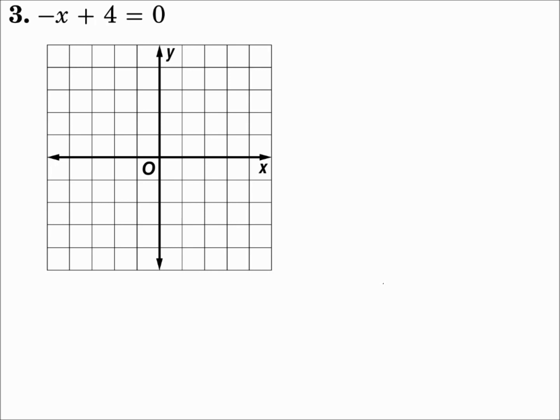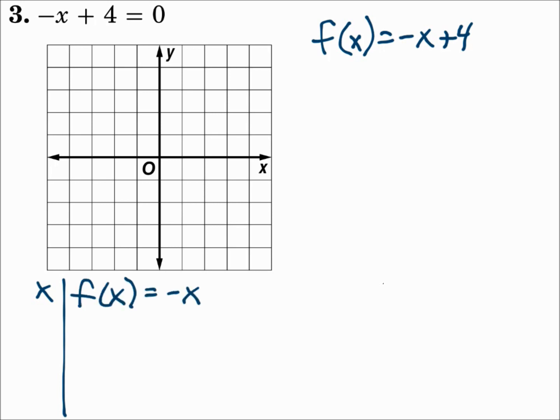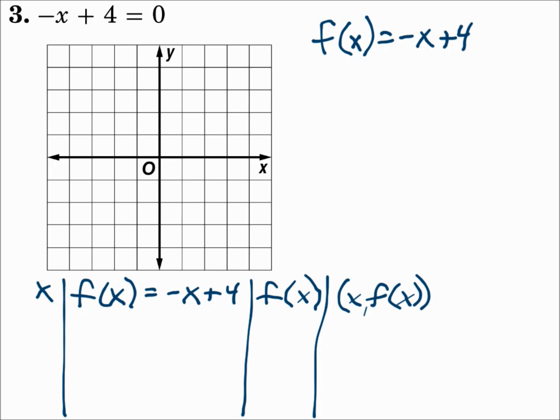Number 3, negative x plus 4 equals 0. Well, I already have everything on one side, and I have a 0 on the other side. So we can go ahead and replace the 0 with f of x. So f of x equals negative x plus 4. I can make my table, the x column, the f of x equals negative x plus 4 column. Whatever that turns out to, f of x, remember that's your y value, and then the ordered pair x comma f of x, which is really x comma y.